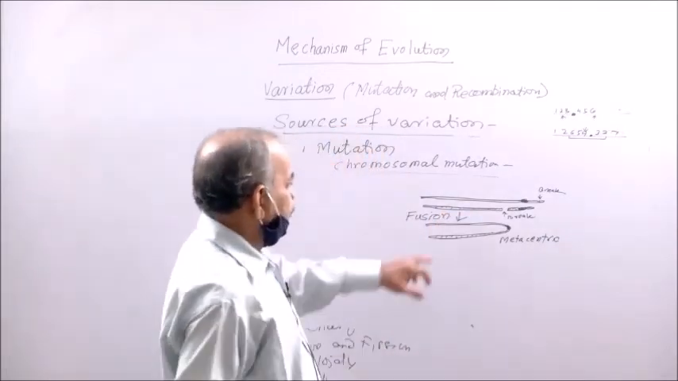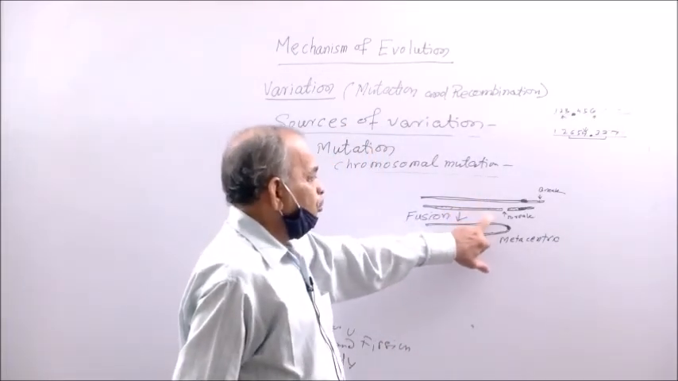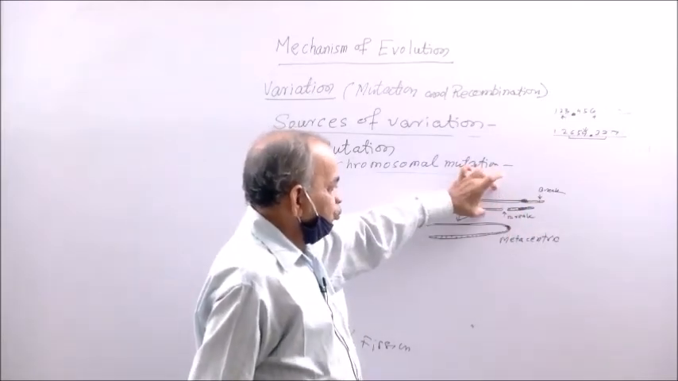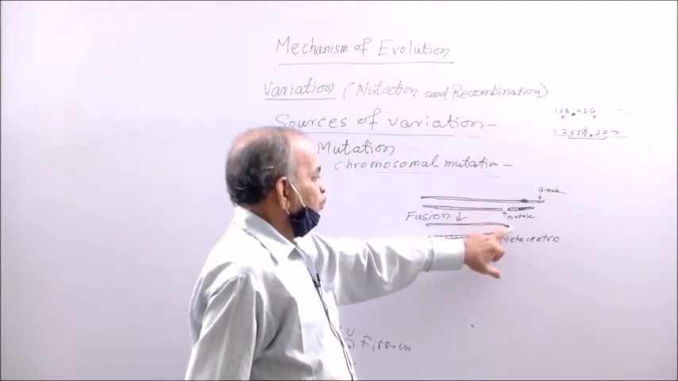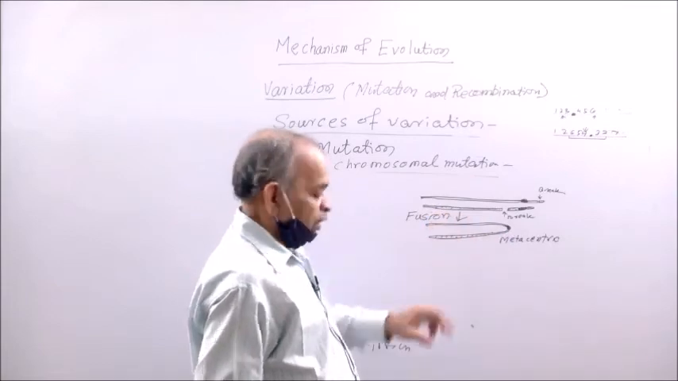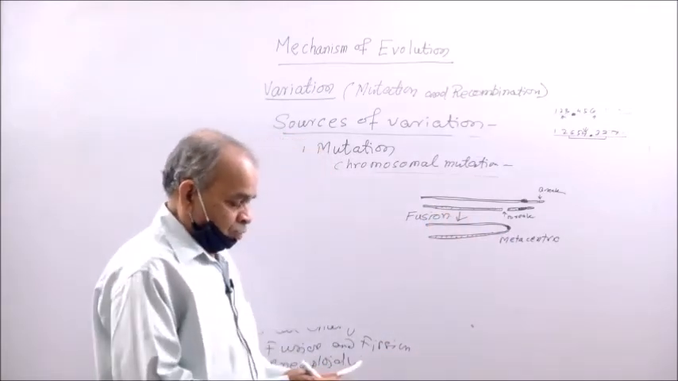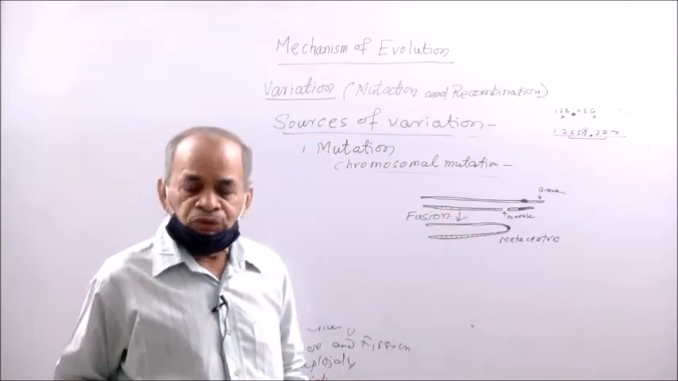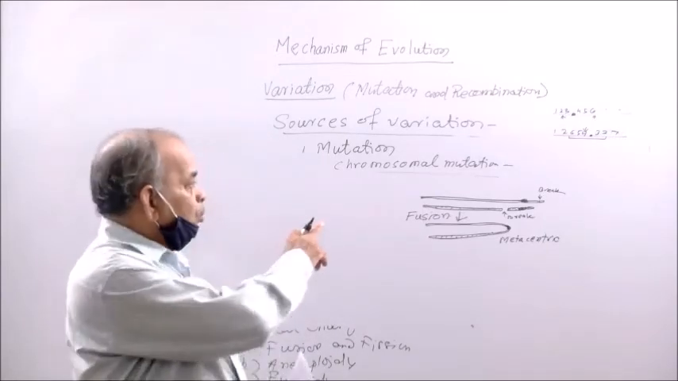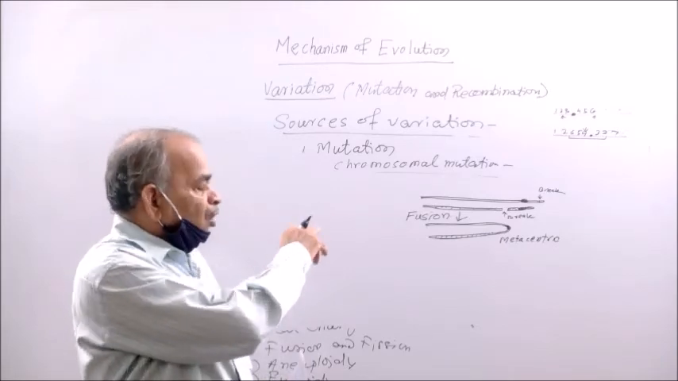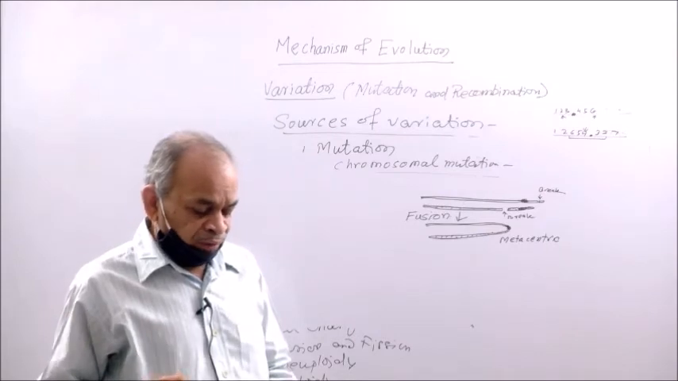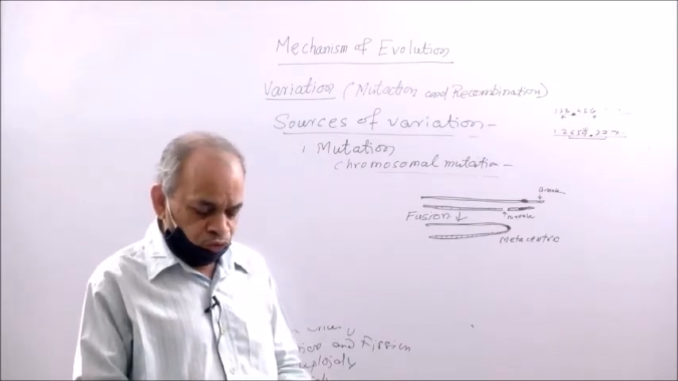So this is, you can see, fusion. Two chromosomes are there. Here there is a break, here there is another break. Now these two fuse with each other and the centromere remains in the middle, so it becomes metacentric. So fusion means the union of two non-homologous chromosomes into one.